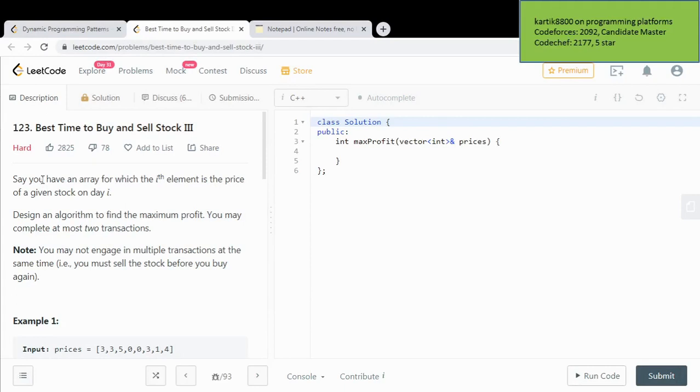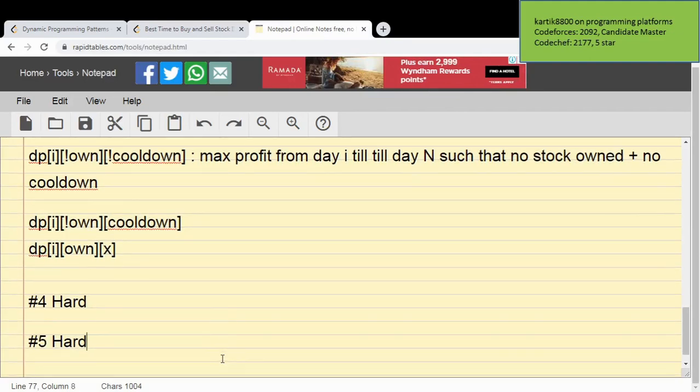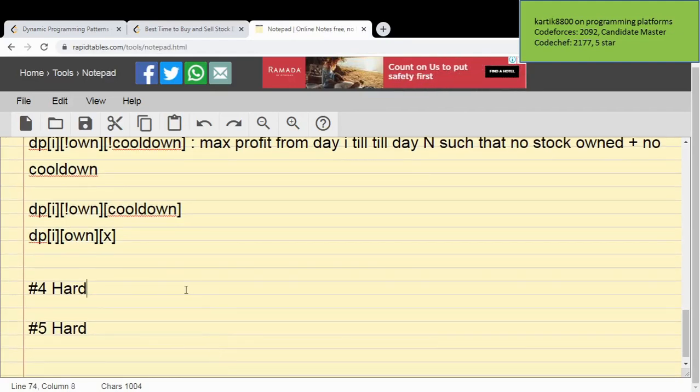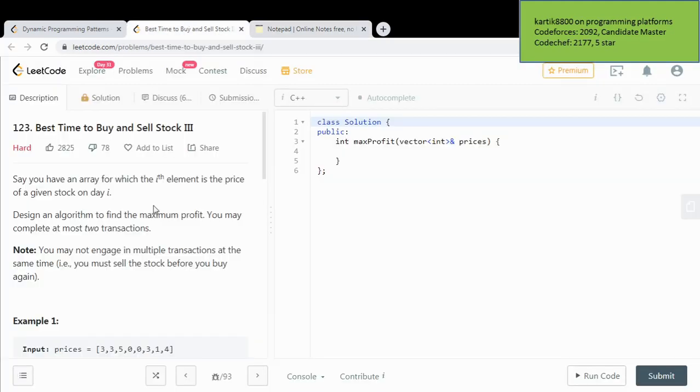So the problem says that we need to do the same thing again, find the maximum profit, but we can do at most 2 transactions. You can do 0, 1 or 2. So what we'll do is we'll solve it for a more general problem. Instead of doing at most 2 transactions, let's try to solve it for at most k transactions, and I'll tell you why we're doing that. Basically, it's going to help us in the 5th problem. So we'll try to solve this problem for at most k transactions.